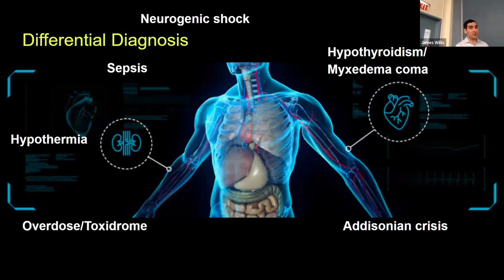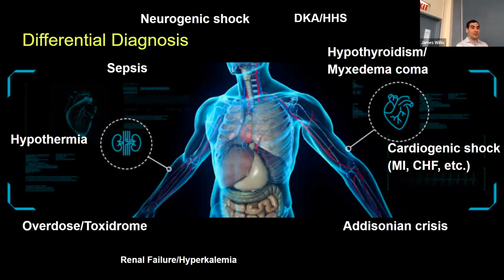Hypothermia with bradycardia and hypotension, right? In the absence of getting that initial temperature. Cardiogenic shock will include MI, decompensated CHF, DKA, HHS, hyperkalemia or renal failure was said, and then others, which we will eventually get to as we progress.